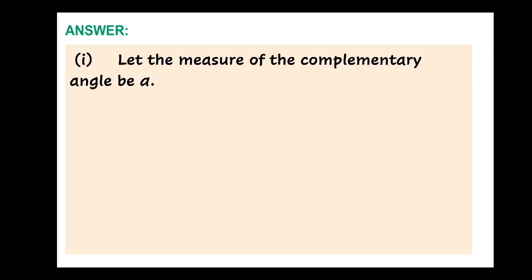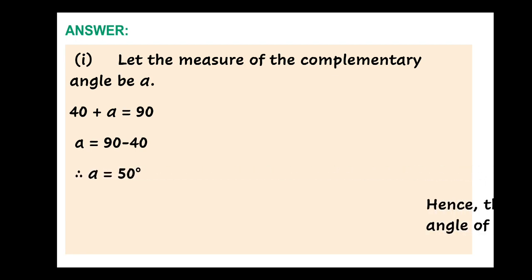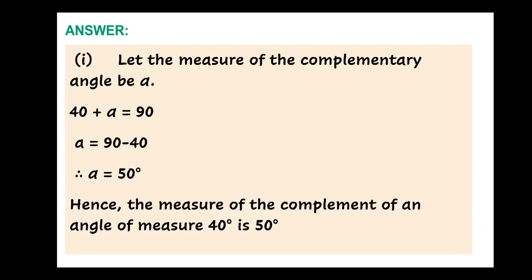Let the measure of complementary angle be A. Here you can take any alphabet from A to Z. 40 plus A equal to 90 degree. A equal to 90 minus 40. Therefore, A equal to 50 degree. Hence, the measure of the complement of an angle of measure 40 degree is 50 degree.